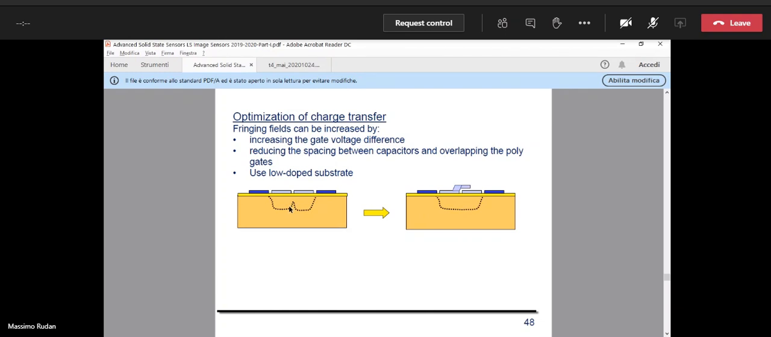And there are some tricks that one can play to destroy the fringing field. For instance, to have one of the gates overlapping the other, like in the right-hand part of the figure, okay? Or decreasing the dopant in the substrate in order to have a more extended space charge region, okay?